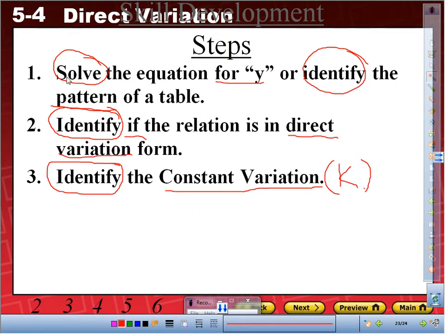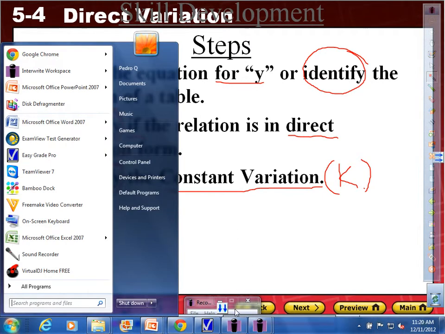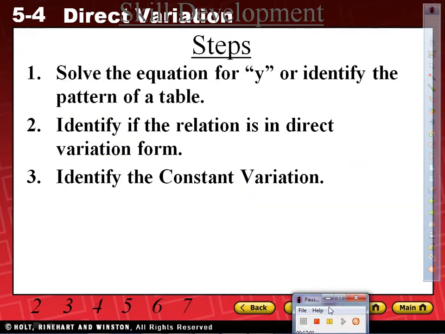Step 1, solve for y and identify pattern. Step 2, identify direct variation. Step 3, identify constant variation. Okay, tell your neighbor the steps, please. Fairly simple steps. Let's go with example number 1.